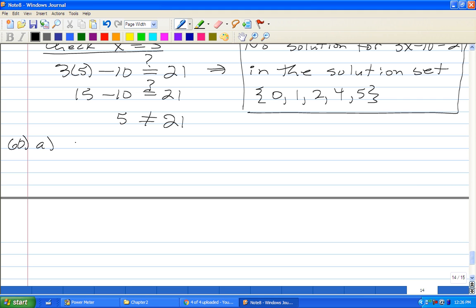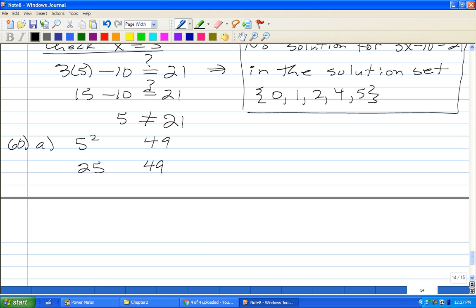Five squared, 49. In exercises 59 through 60, identify the symbols equal, not equal, less than or equal to, greater than or equal to, that make the statement true. Okay, so 5 squared is 25.